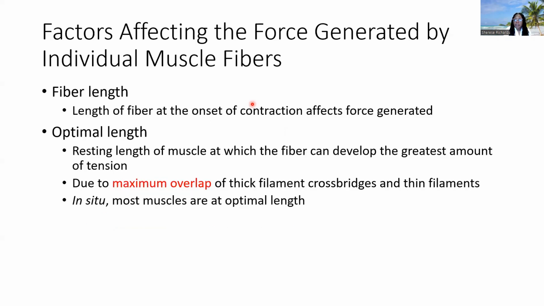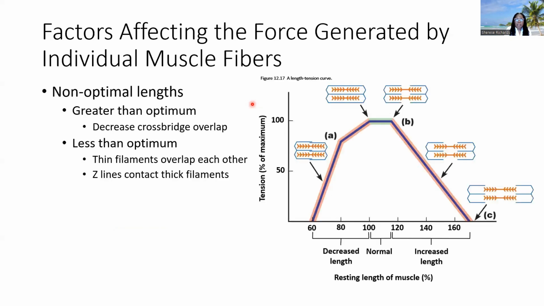The third thing is the fiber length. This one is not one that we can change in our body necessarily because our muscles are typically at a specific length, the optimal length. So this is where we have the maximum amount of overlap to result in the maximum force generation. So here's that sweet spot. Here's that ideal length where we have the most force generated for this muscle.